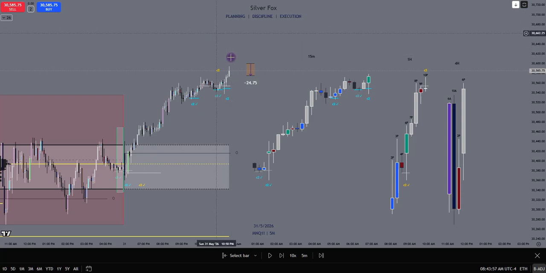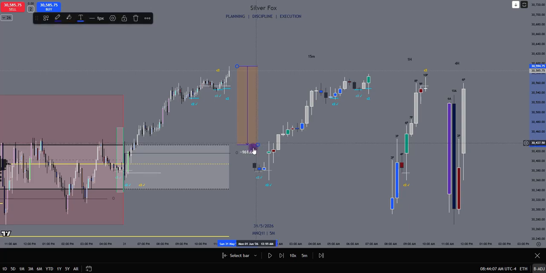The trade is done, right? You don't want to try and hold for 4 points, being up 160 points and giving all that back, right? You just don't want to do that. The trade is done, just close it, right? Don't be greedy for a few points.